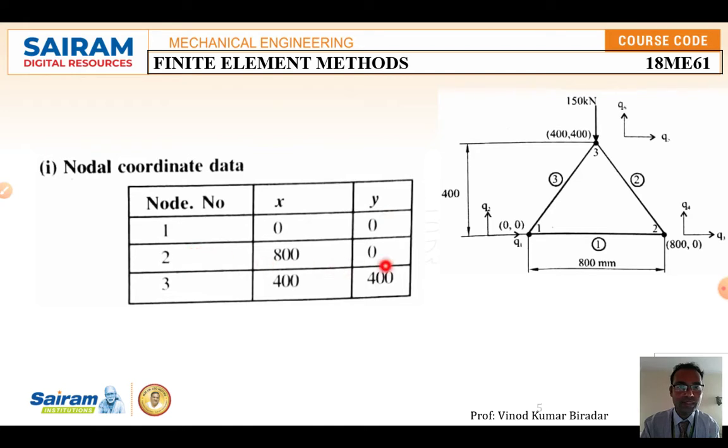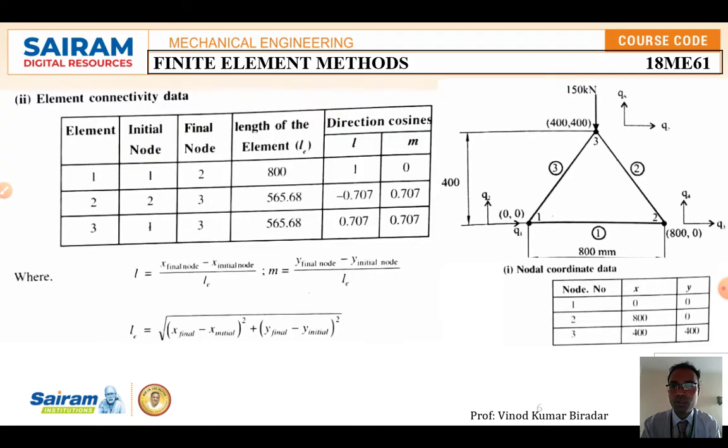Coming to node number 2, x is the length along the horizontal direction, y is the vertical direction. At node number 2, from here to here the length is 800, substitute 800, and the y distance is 0. Nothing is given, it is initial only, so put the 0 value here. At node number 3, the x distance from here to here is 400, and y from here to here is also given as 400.